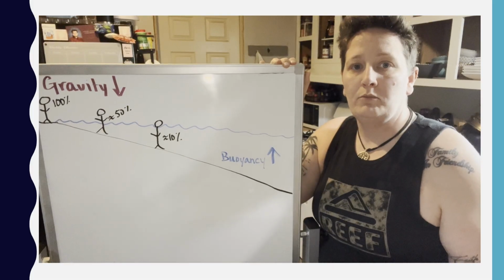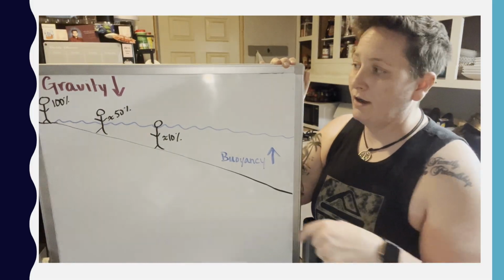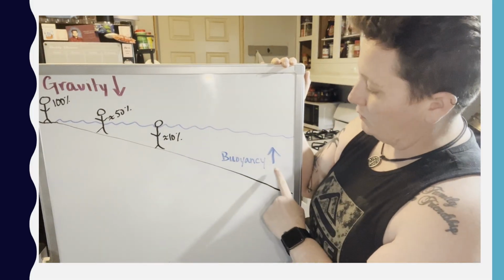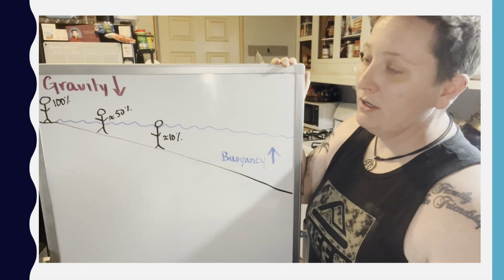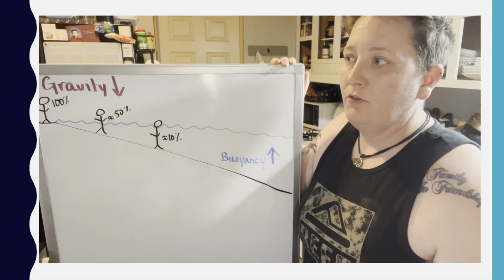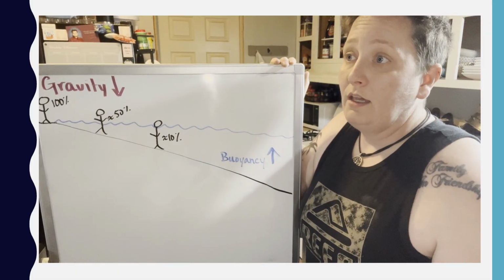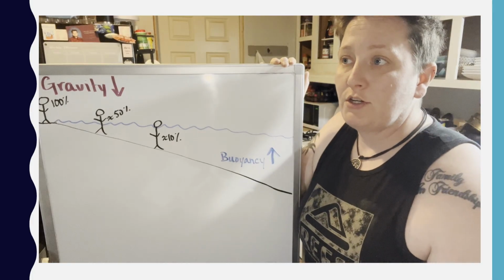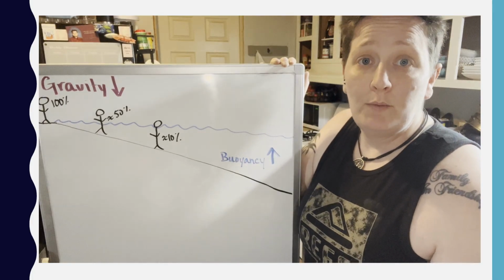So if we think of buoyancy as the force that opposes gravity, we know that gravity points down, so buoyancy points up in the water. And the point of buoyancy as far as patients go is that buoyancy, going in the opposite direction of gravity, helps us to de-weight when we're in the water.